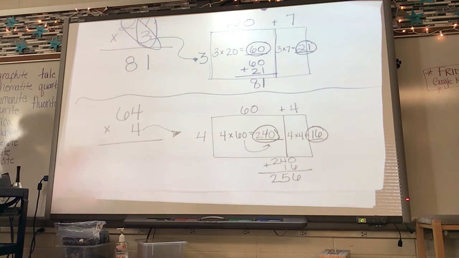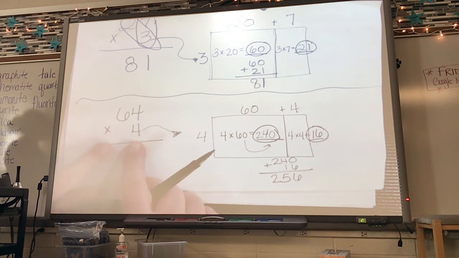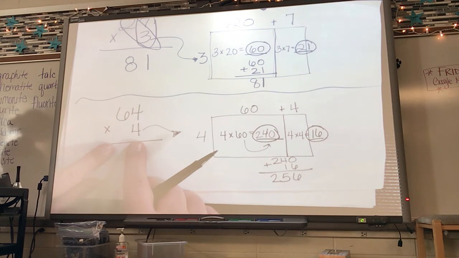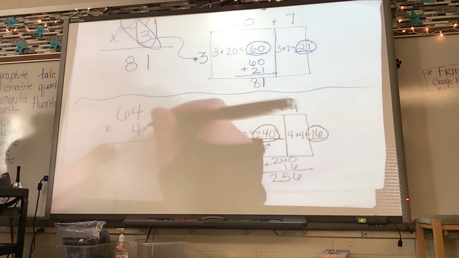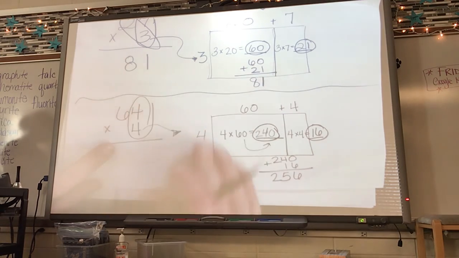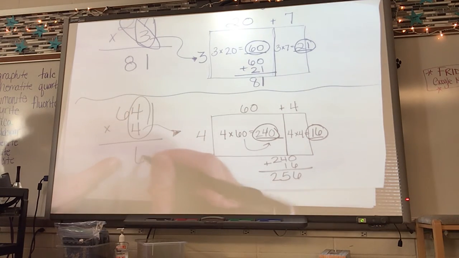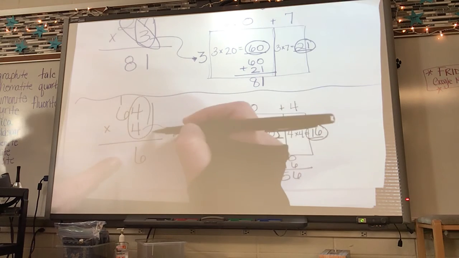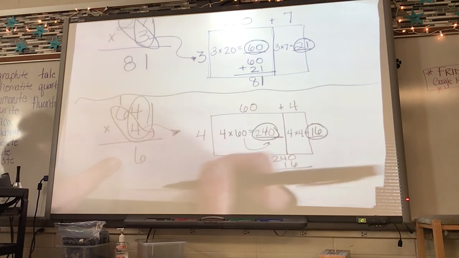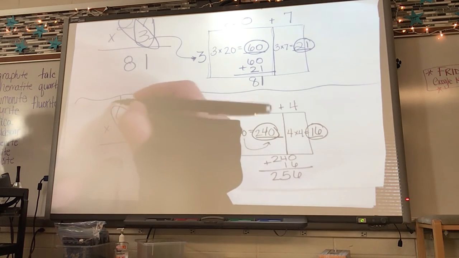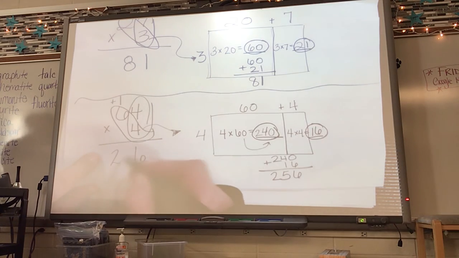256. Now, head over to my old-fashioned. Do it the old-fashioned way. 4 times 4, 16, carry the 1. 4 times 6, 24, plus 1 is 25.